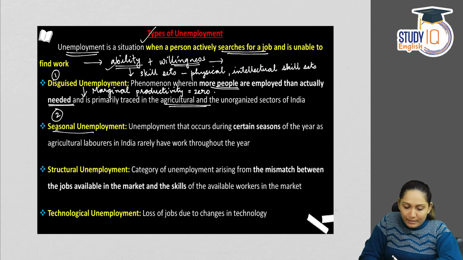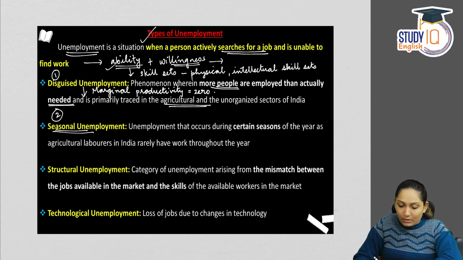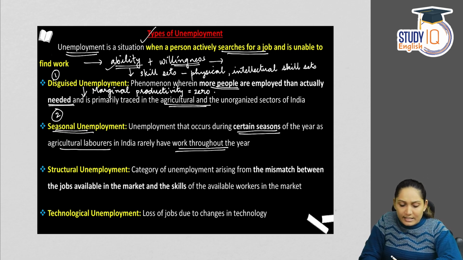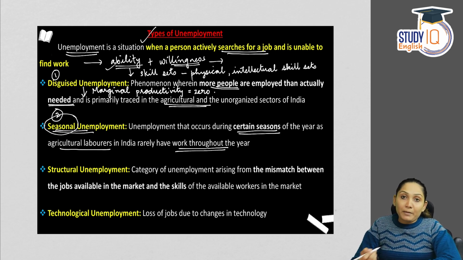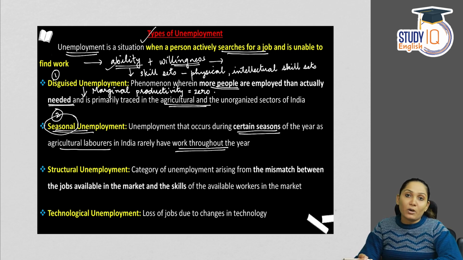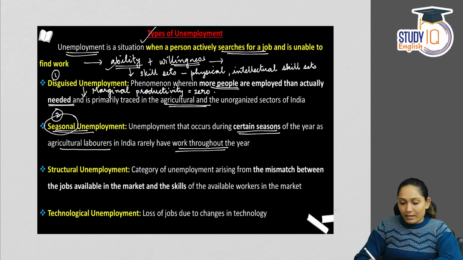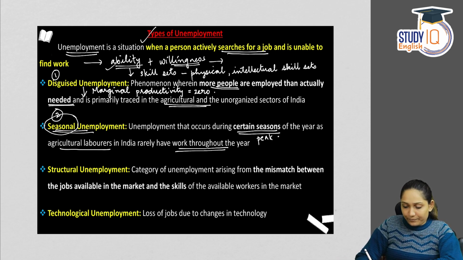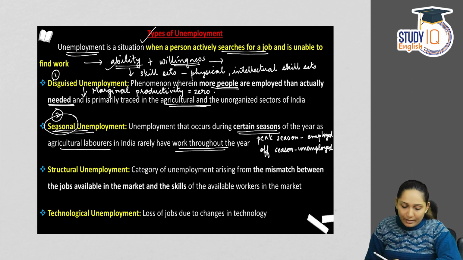Second one is seasonal unemployment. Unemployment that occurs during certain seasons of the year, as agricultural laborers in India rarely have work throughout the year. Seasonal unemployment means people are unemployed seasonally. When there is necessity or demand for labor, that is during the peak season they find the job, and during the off season they are unemployed.